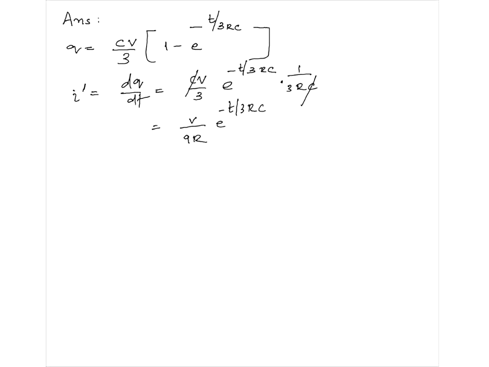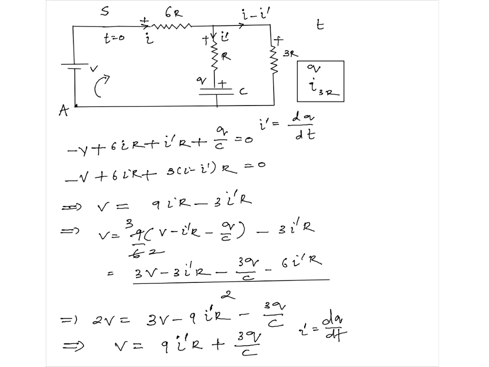This is I dash at time t, and we want I minus I dash. Look at this step: V equal to 9IR minus 3 times I dash R. I dash we have already found. That means I should not be a problem. So can you find I, and therefore I minus I dash?